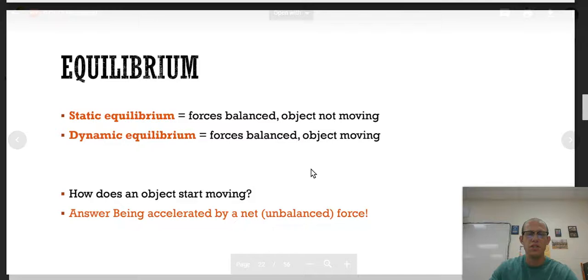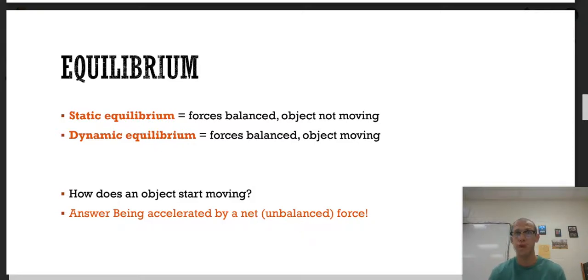So how does an object actually start moving? It starts moving by an acceleration, by a net unbalanced force. After that, it doesn't need a force to stay moving. A lot of people think there always needs to be a force for an object to stay moving. It doesn't. If you are in outer space, if you push something, that something's going to go on forever at that velocity until it encounters another net unbalanced force.